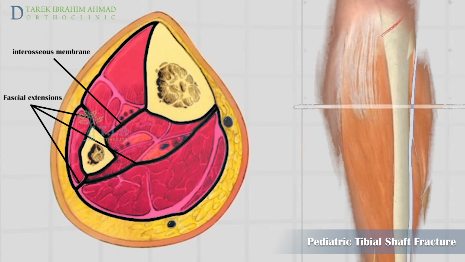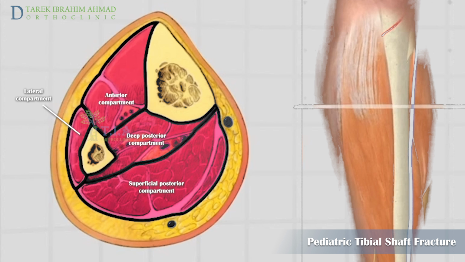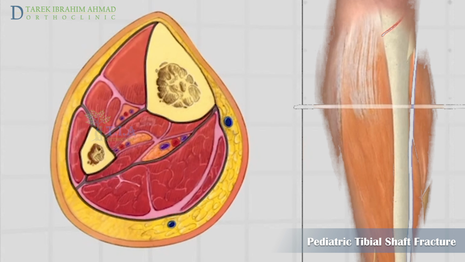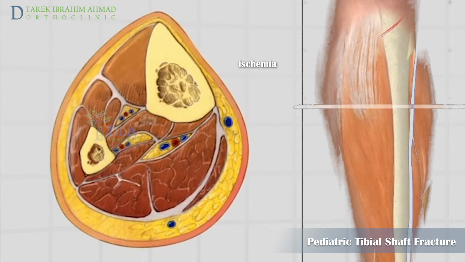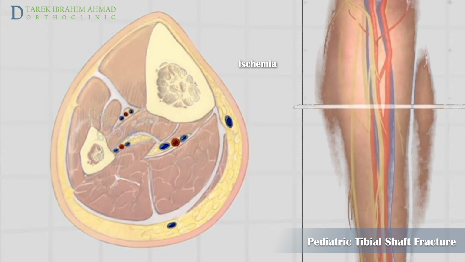Fascial extensions and the interosseous membrane separate the muscles, nerves, and vessels of the lower leg into 4 distinct compartments, and can be compromised by tibial injury. Nerves and vessels lie within the anterior, lateral, and the deep posterior compartments. Trauma that causes significant swelling in these compartments can result in neurovascular compromise.